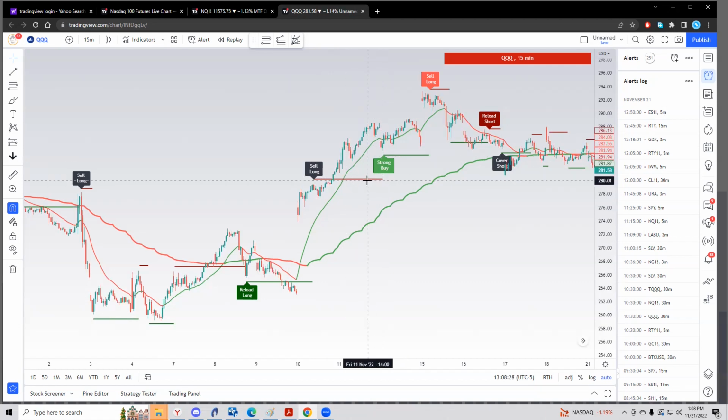And that's the best setup you could get because the resistance is broken, new support is printed, we got a higher high, we got a higher low, and that's a reliable entry point. And look at what happened. We got another push higher, and the algo detected when the rally got exhausted. And this is where we got the exit long.